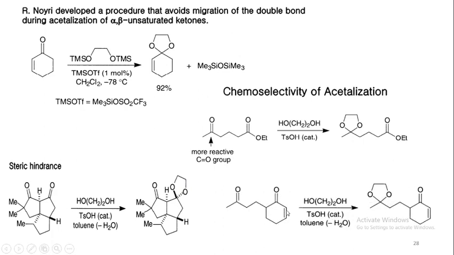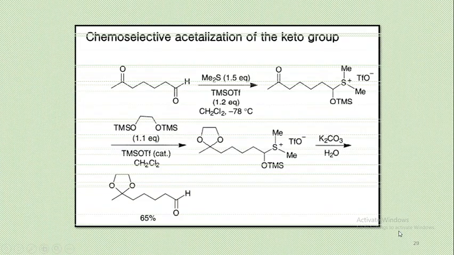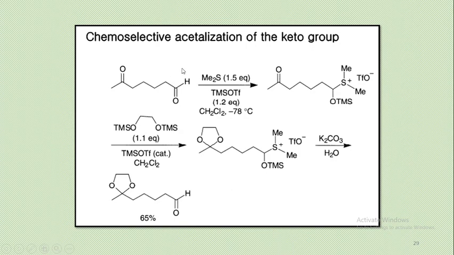In this case also there is a cyclic alpha beta unsaturated moiety in presence of this simple ketone, but this is alpha beta unsaturated, therefore this is less electrophilic, and hence the protection can be easily done on this other carbonyl compound, and we got this as a product. This is the chemoselective acetalization of the keto group.